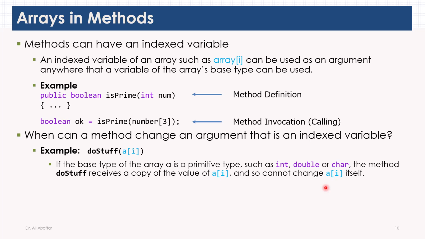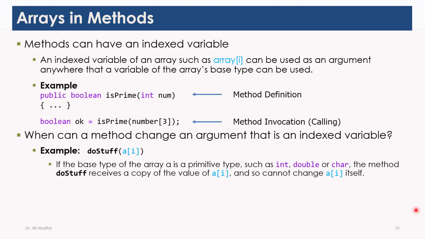In other words, when you pass index variables to any method, if you change the value of this index variable inside the method, then the corresponding element in the array is never changed because you are just supplying a copy.